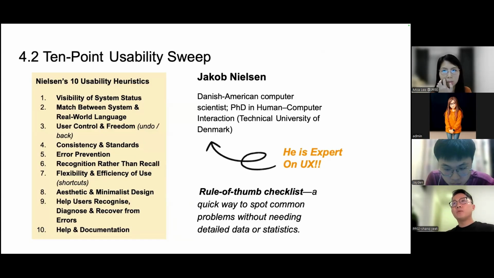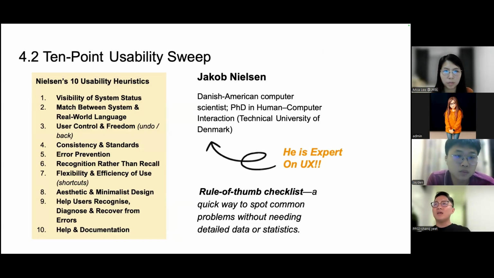Right. On this page, the 10-point usability sweep. I want to introduce this guy, Jakob Nielsen. Who is this? He's an American computer scientist. Although he's a computer scientist, I think he's most famous for being a UI UX expert. And he's the one that came up with Nielsen's 10 usability heuristics.